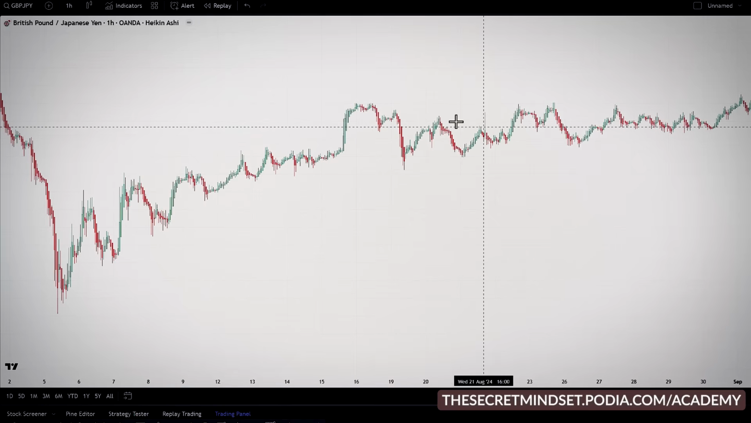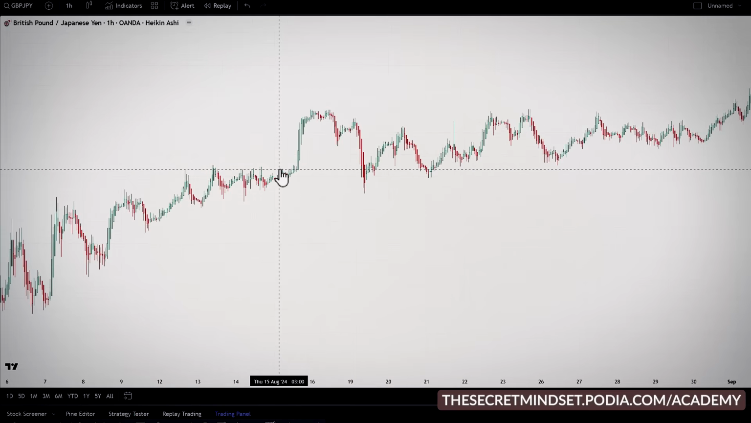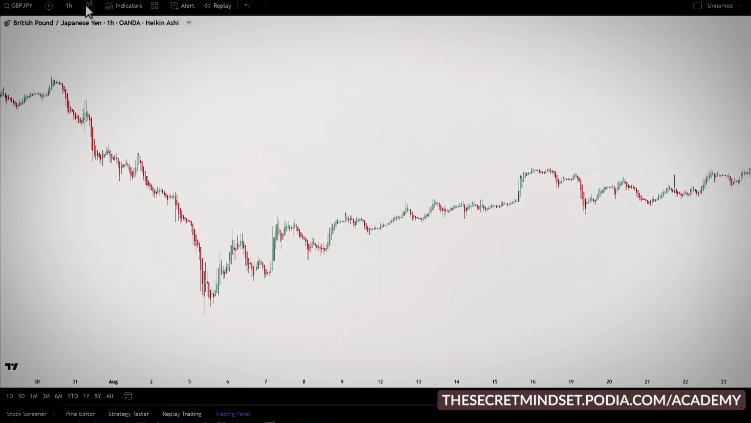Many traders ignore Heikin Ashi charts because they are unable to backtest these candles in TradingView. I have a solution for this. This is how I backtest price action using Heikin Ashi.